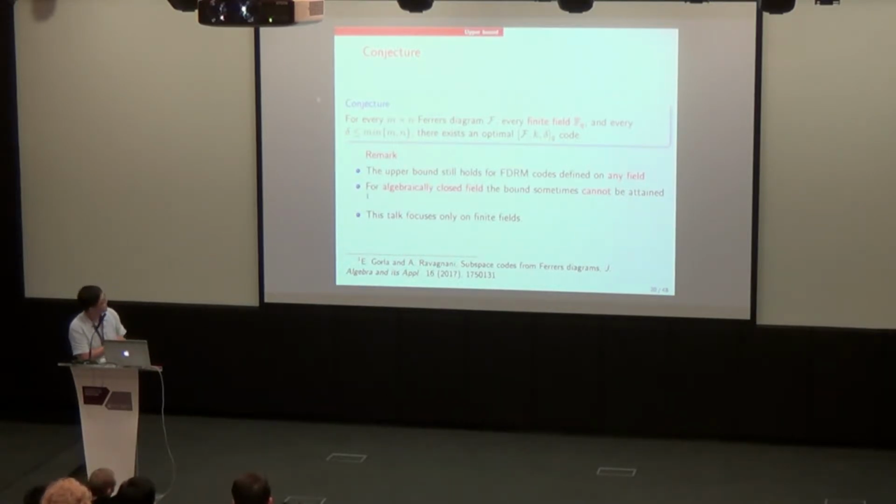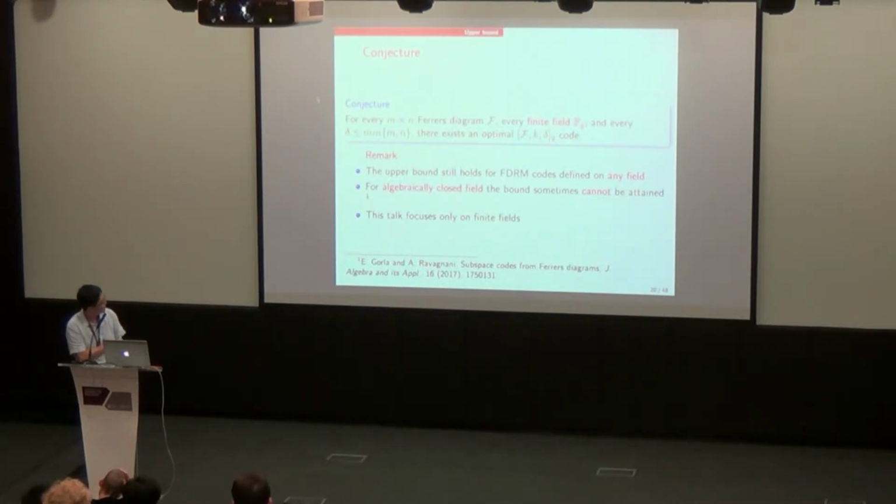There's a conjecture. The conjecture is that for every Ferrers diagram and every finite field, the bound should be tight. And here's a remark. The upper bound still holds for FPRM code defined on any field, not just the finite field. Because the application is in communication, generally we just focus on the finite field FQ, but if we relax the condition to any field, there's a counterexample.